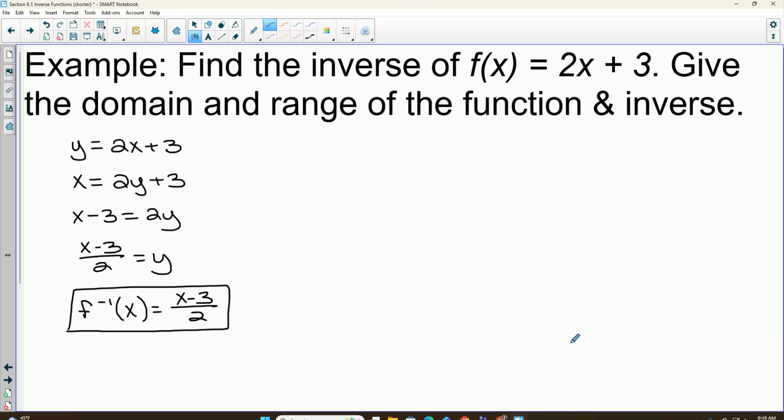All right. I also asked for the domain and range of both the function and the inverse. So you'll see me write this, D for domain, the subscript of f just means for the function. Now we know the x's in the original become the y's in the inverse, right? So the domain of the function is the same thing as the what in the inverse? The range. So domain of the function is the range of f inverse. The range of the function is the domain of f inverse.